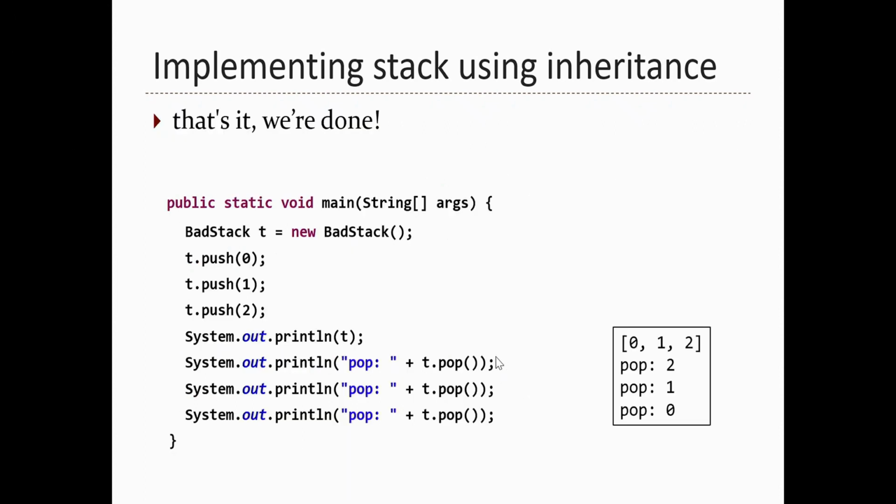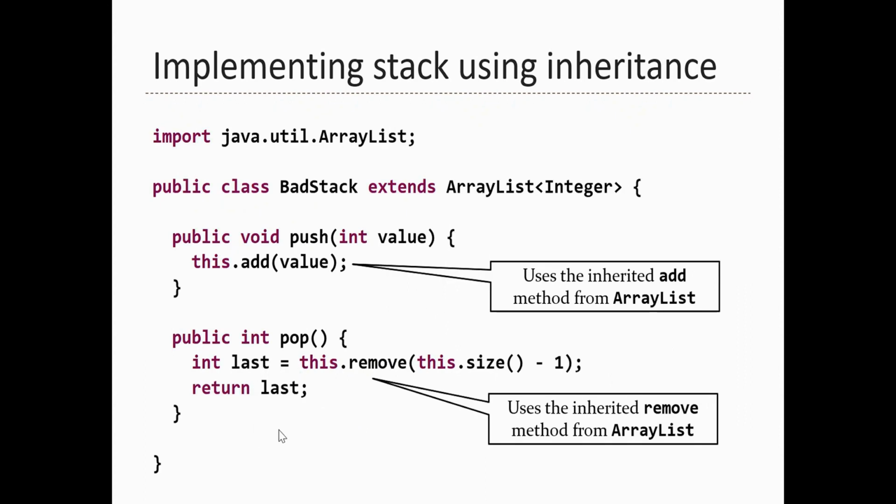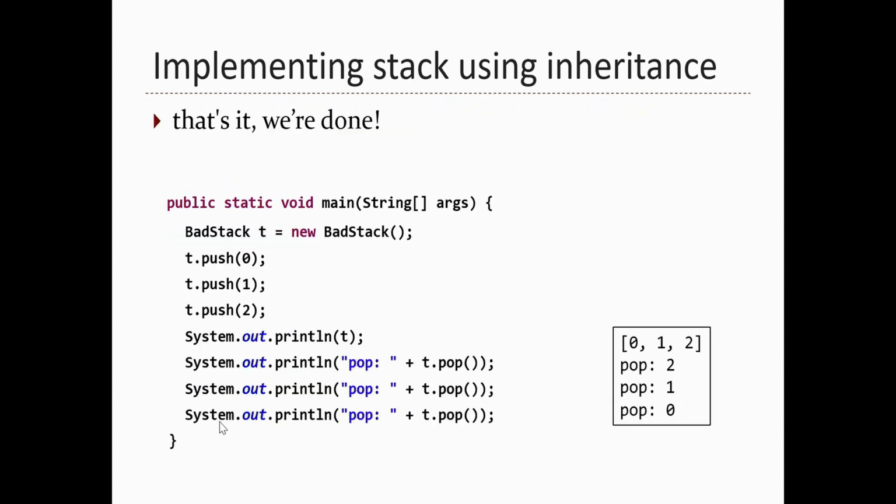So for example, you can write a little main method. I can make a BadStack. I can call push 0, 1, and 2. And you will, in fact, get a stack that has 0, 1, and 2 on it. 2 is the top, 0 is the bottom. You can even print the stack. Look, I didn't override toString here, but I can still print the stack, and I get 0, 1, 2.